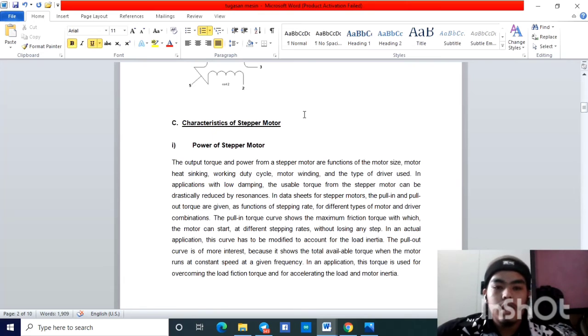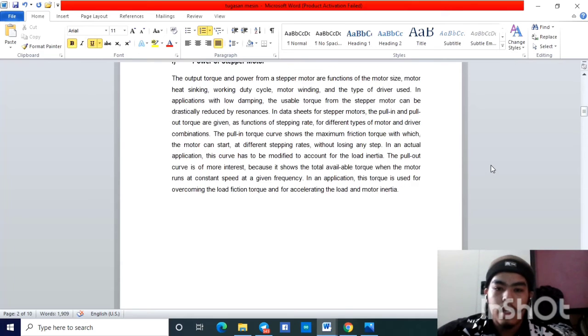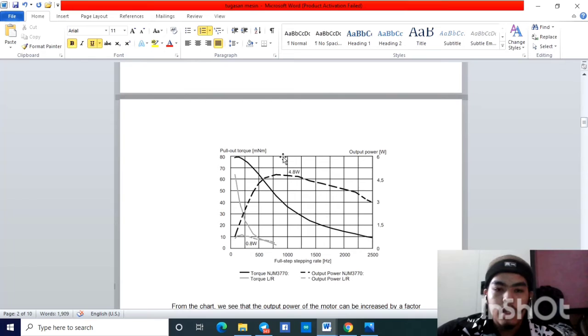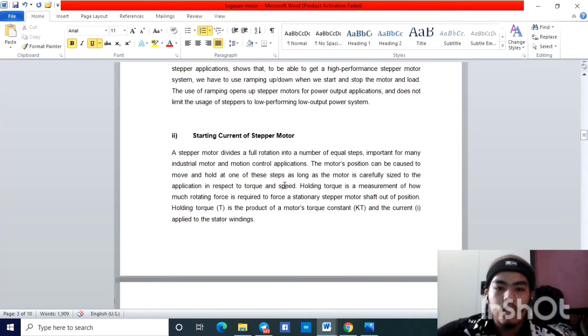Okay, next, characteristics of stepper motor. Power of stepper motor. The output torque and power from a stepper motor are functions of the motor size, motor heat sinking, working duty cycle, motor winding, and the type of drive used. In applications with low damping, the usable torque from the stepper motor can be drastically reduced by resonance. As in this picture, it requires high power to move this motor, for example the starting current of the stepper motor.